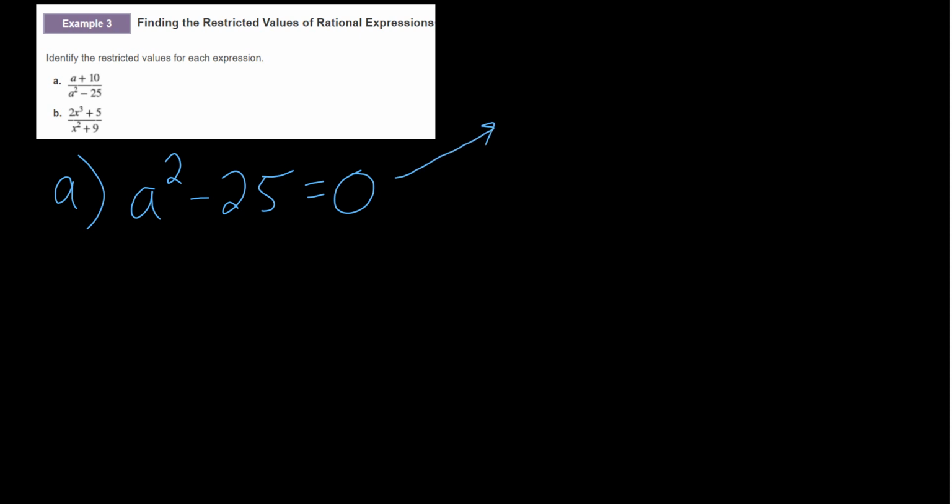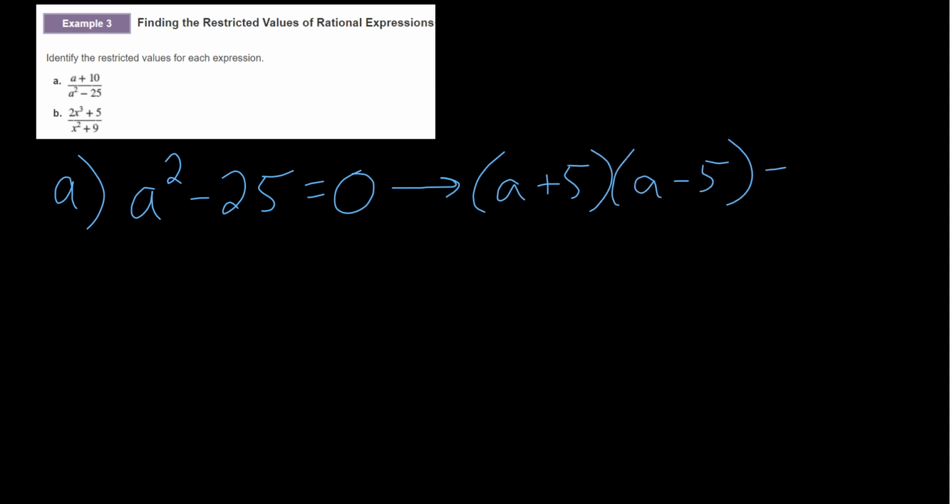well, no, we won't do that. I know that this can be factored into a plus 5 and a minus 5 is equal to 0, and therefore a is equal to plus or minus 5. I don't know if we've got to that notation yet, but a positive or negative 5, or in other words, a is equal to 5 and a is equal to negative 5.